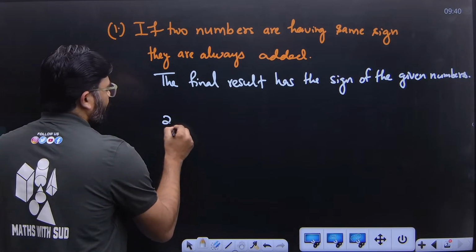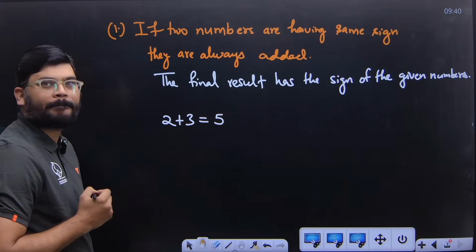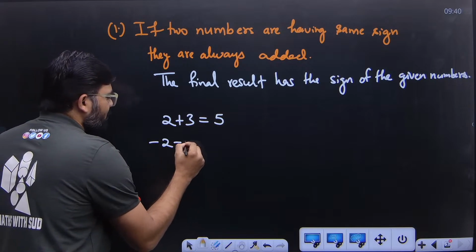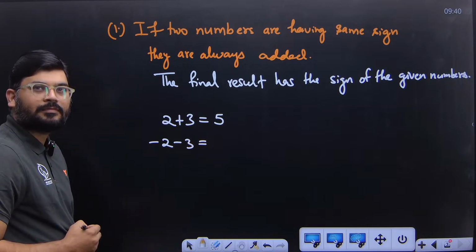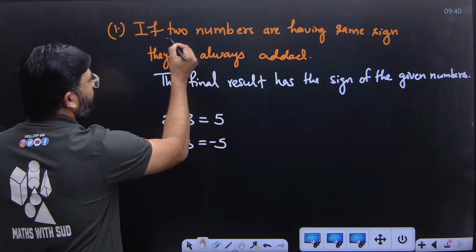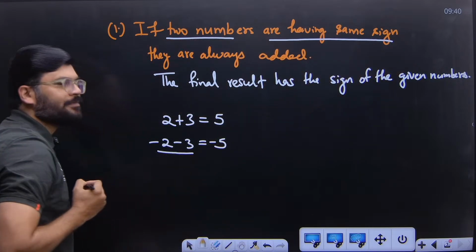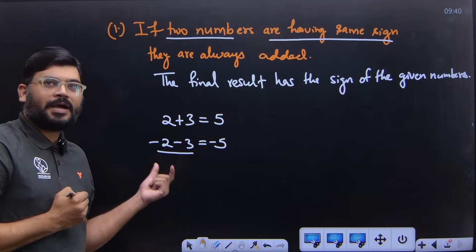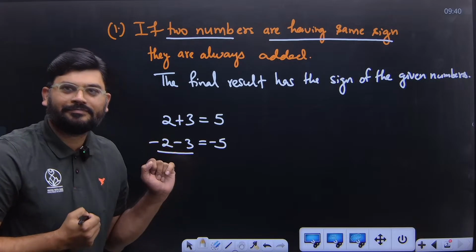Suppose I ask you what is 2 plus 3. You will say 5. But if I ask you what is minus 2 minus 3, it will be negative 5. See the rule. If two numbers are having the same sign, minus 2 and minus 3, 2 and 3 both are having negative sign with them.